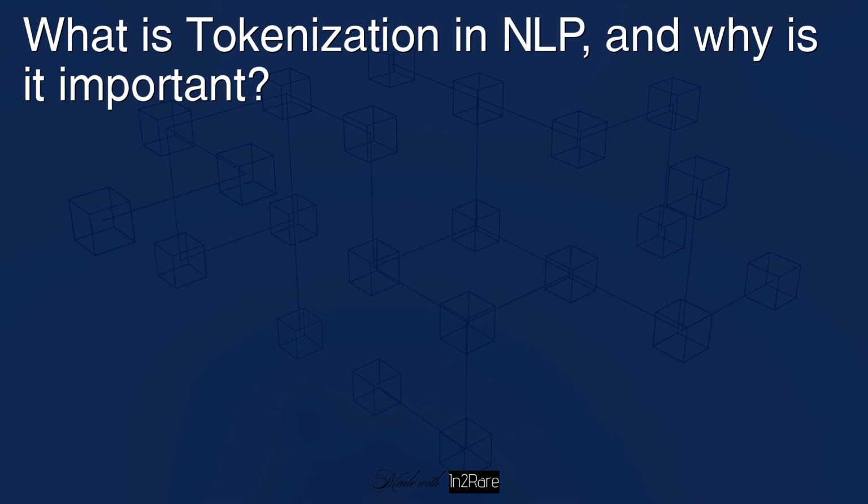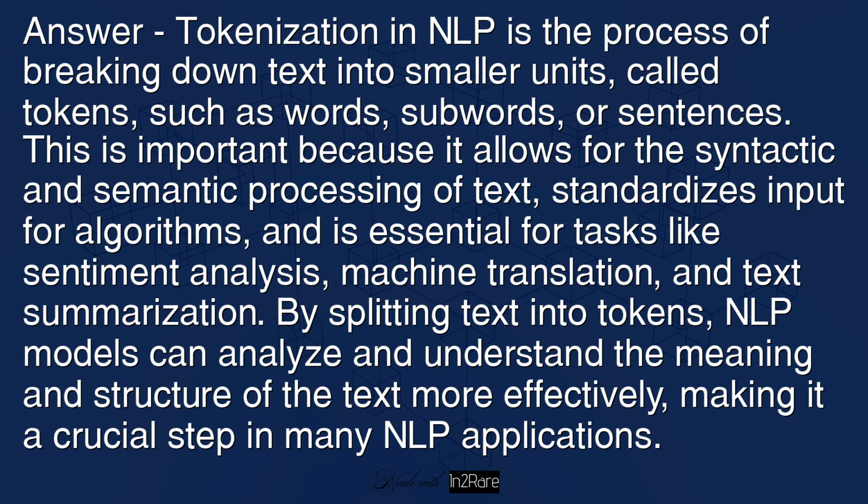What is tokenization in NLP and why is it important? Answer: tokenization in NLP is the process of breaking down text into smaller units, called tokens, such as words, subwords, or sentences. This is important because it allows for the syntactic and semantic processing of text, standardizes input for algorithms, and is essential for tasks like sentiment analysis, machine translation, and text summarization. By splitting text into tokens, NLP models can analyze and understand the meaning and structure of the text more effectively, making it a crucial step in many NLP applications.